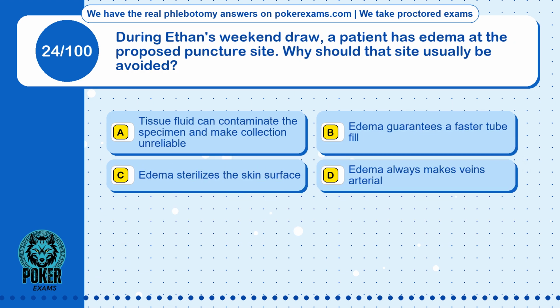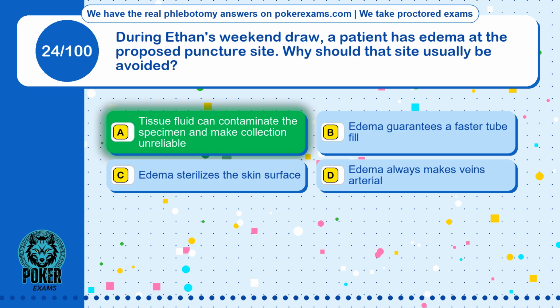Question 24. During Ethan's weekend draw, a patient has edema at the proposed puncture site. Why should that site usually be avoided? Option A: tissue fluid can contaminate the specimen and make collection unreliable. Option B: edema guarantees a faster tube fill. Option C: edema sterilizes the skin surface. Option D: edema always makes veins arterial.